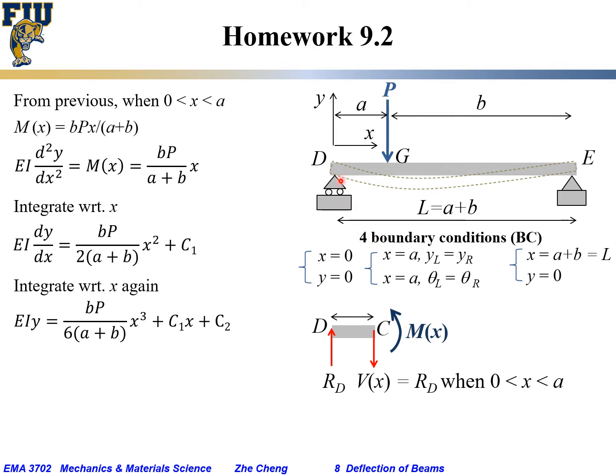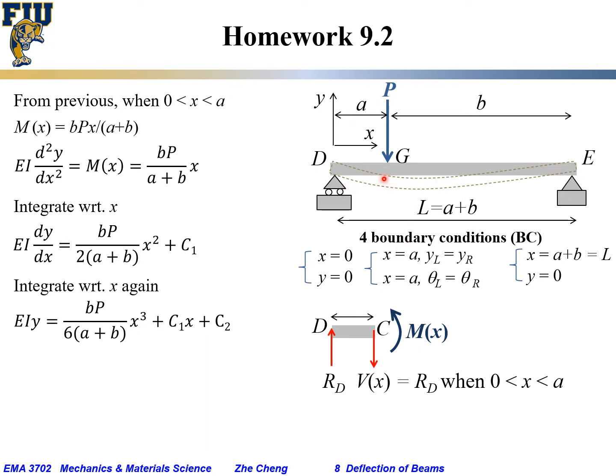One is at the left side, x equals 0, at D point, y equals 0, which means the D cannot go up, cannot go down. Similarly, at the right side E, we would have x equals L or A plus B. The y is 0 because it's on a hinge connection. The E side cannot go up and down. But in this particular case, to guarantee continuity, because we have a solid beam, the local slope normally is continuous.